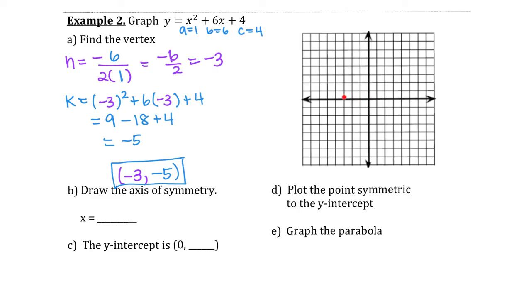1, 2, 3, 1, 2, 3, 4, 5. Okay, I'm going to plot it. I'm also going to label it because if you're doing a sketch, you have to label it because your sketch is not drawn to scale.